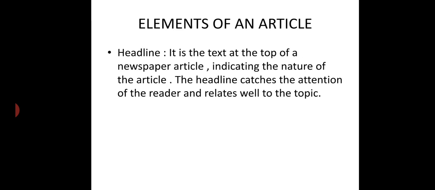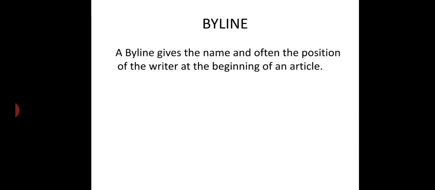Elements of an article. Headline. It is the text at the top of a newspaper article indicating the nature of the article. The headline catches the attention of the reader and relates well to the topic. Byline. A byline gives the name and often the position of the writer at the beginning of an article. At the beginning of an article means before the body or before the introduction.